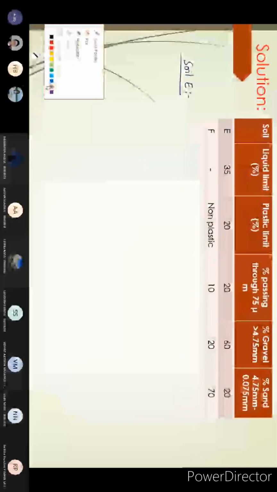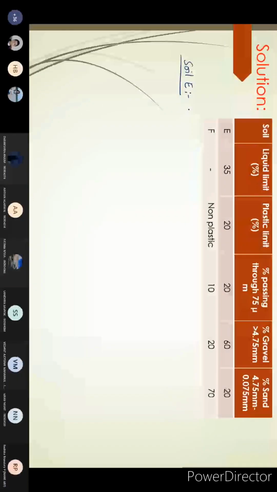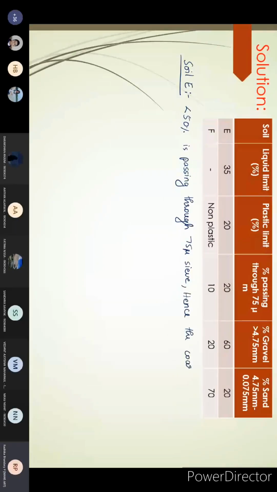Coarse grained, why? Percentage passing 75 micron is less than 50. Okay, so since less than 50% is passing through the 75 micron sieve, hence the soil is coarse grained.